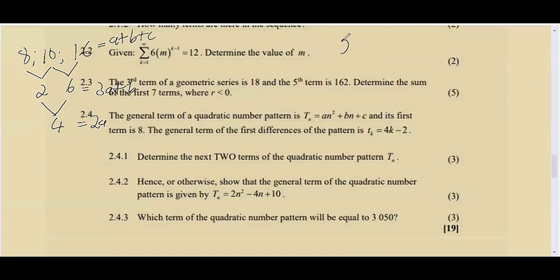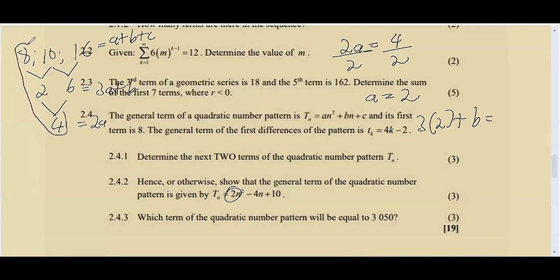If you've watched the previous video that I posted, then you already know this. We did a lot of these quadratic questions. So 4 divided by 2, that's 2. So check, our a is 2. And then 3a plus b: we have our a is 2, so 3 times 2 plus b, and we equate it to the first difference. Remember, we are dealing with the first branch here.